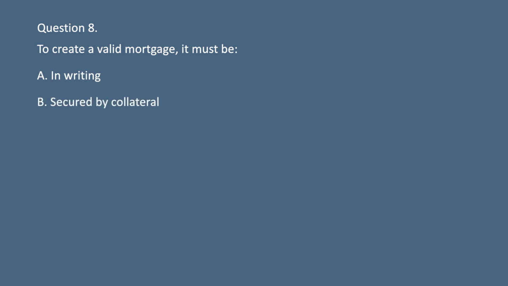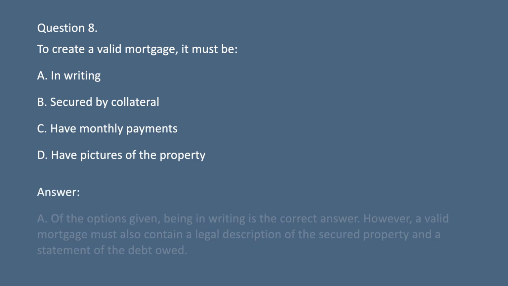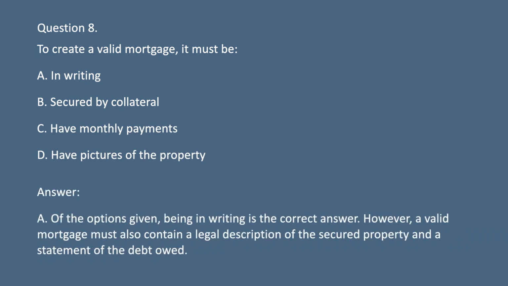Question 8. To create a valid mortgage, it must be A. In writing. B. Secured by collateral. C. Have monthly payments. D. Have pictures of the property. Answer. A. Of the options given, being in writing is the correct answer. However, a valid mortgage must also contain a legal description of the secured property and a statement of the debt owed.